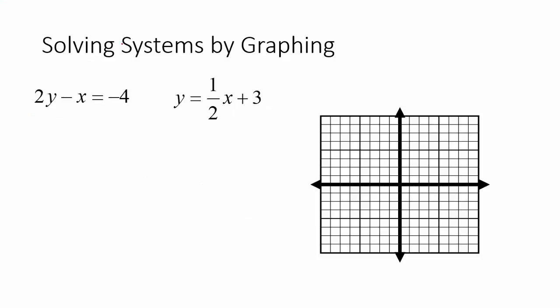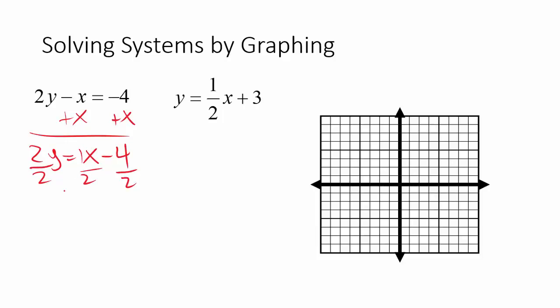Okay, next one, we're going to solve the system by graphing. So we saw an example where the lines met at a single point. We're going to try this next one here. So what I'm going to do is, first, to graph this line on the left, I need to isolate y. So I'm going to add x to both sides. That'll give me 2y is equal to x minus 4. And then finally, if I divide by 2 on each side to get the y by itself, I get y equals 1/2 x minus 2.